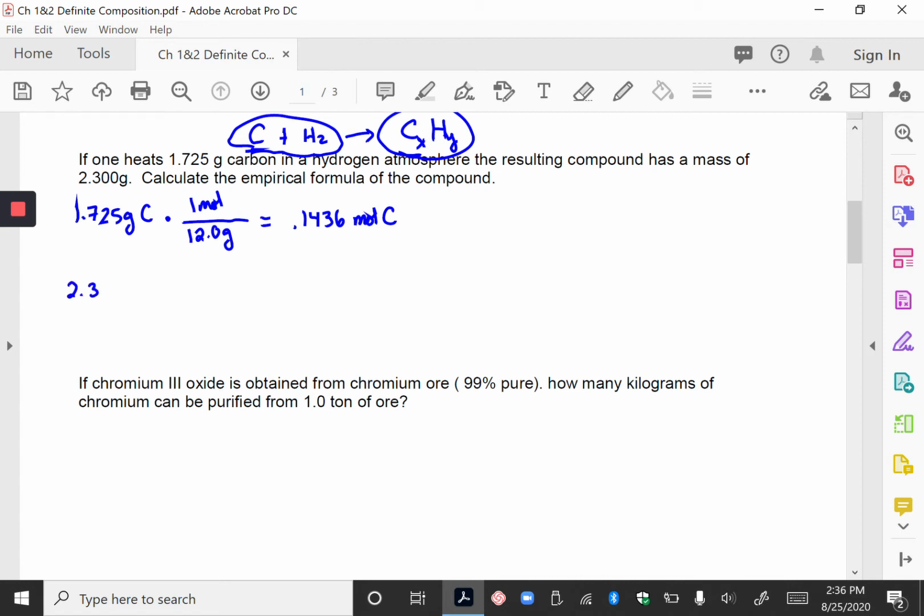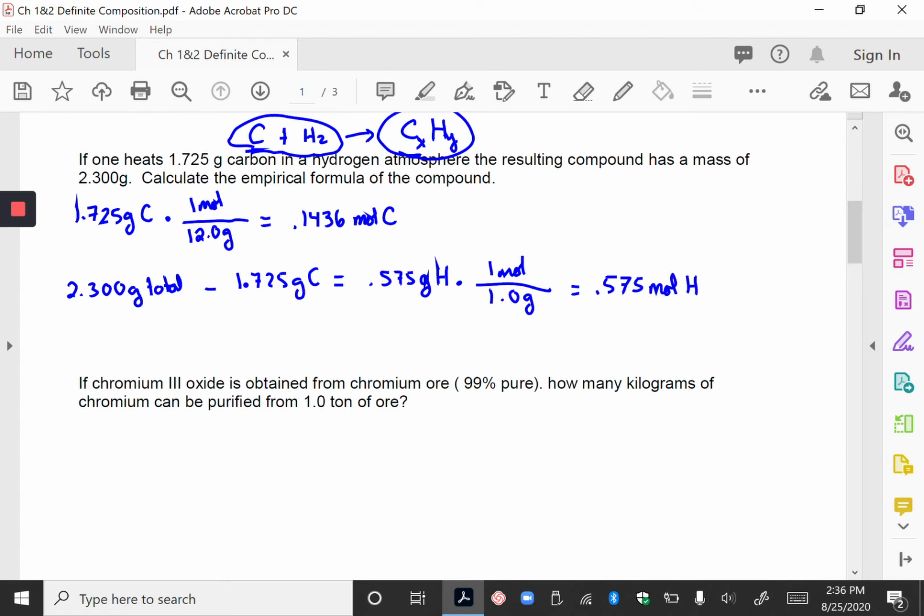So 2.300 grams total minus 1.725 grams of carbon. That gives me 0.575 grams of the hydrogen, and then we're going to convert that to moles. So it's 0.575 moles of hydrogen. So great, we figured out that the X is 0.1436, the Y is 0.575.